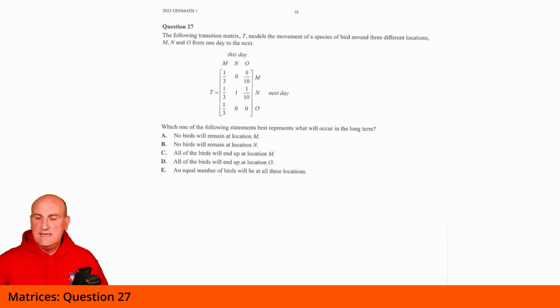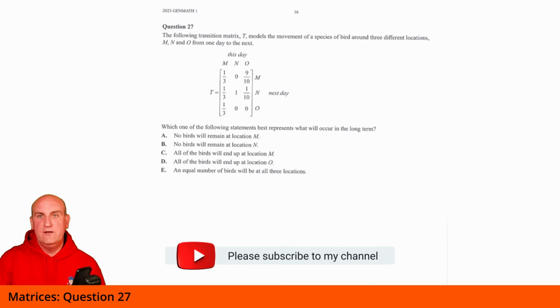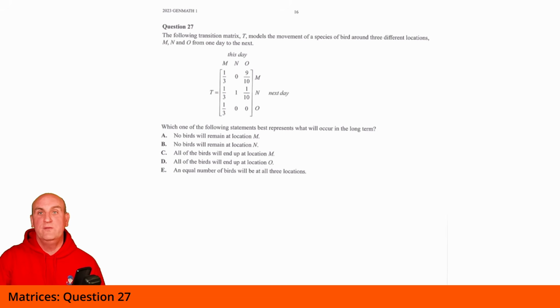All right, and what I get here is my percentages of what is going to take place. Basically the problem here is that means 0, 0, 0. These values along here mean that there is basically going to be 0% of anyone being in there, or 0% of what I start with is going to be there. So there's going to be no birds at M. Which of the following statements best represents what will occur in the long term? So no birds will remain at location M. No birds will remain at location N. That's not true.